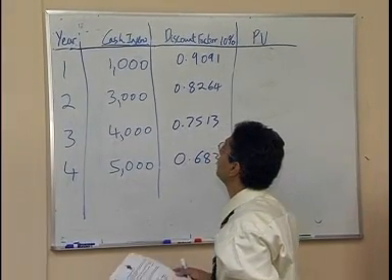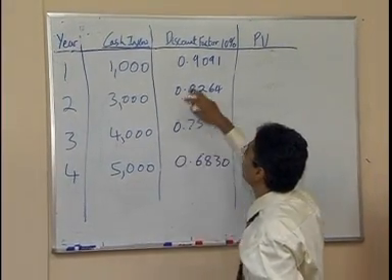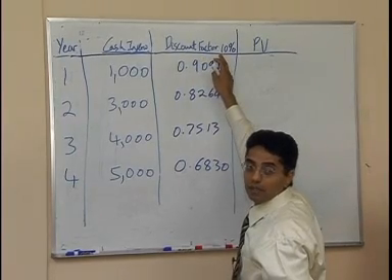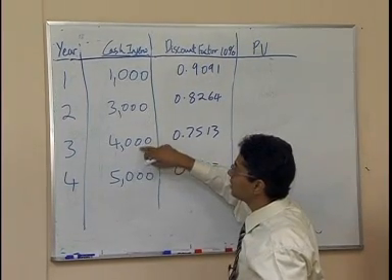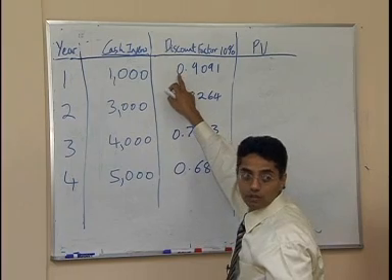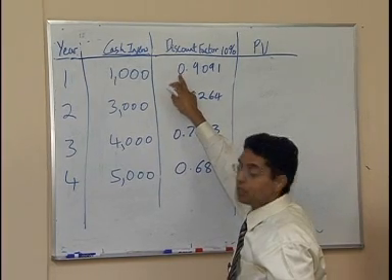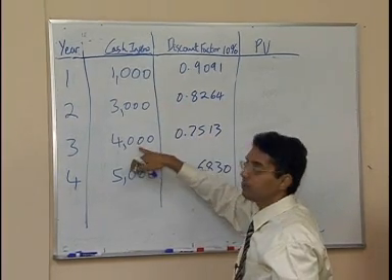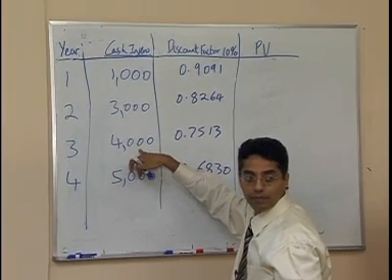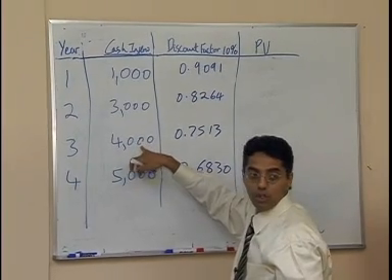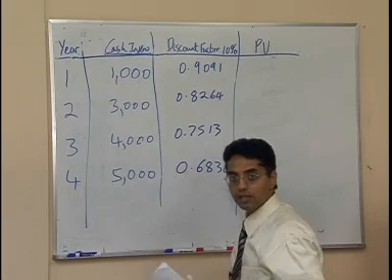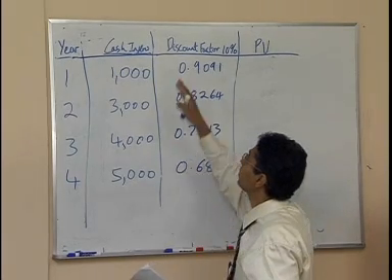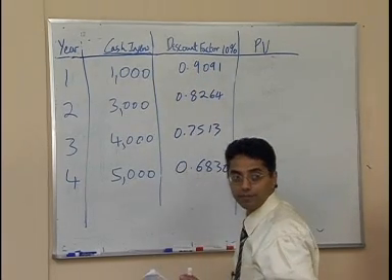Then what we need to do is work out what is called a discount factor, which will bring the value of this money into today's dollars. So these are future values. This is the money you will get 4 years from now or 3 years from now. You want to put it into today's dollars. In order to do that, you have to work out what is called a discount factor.